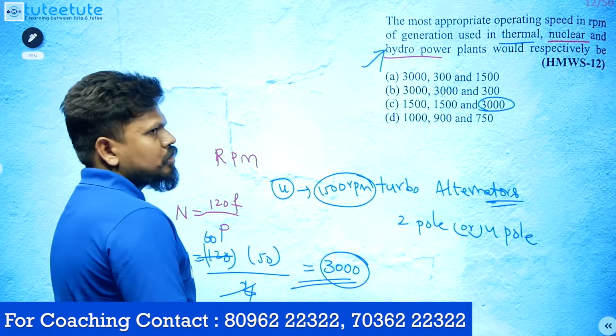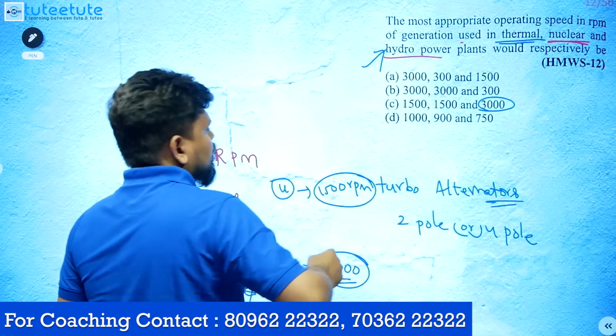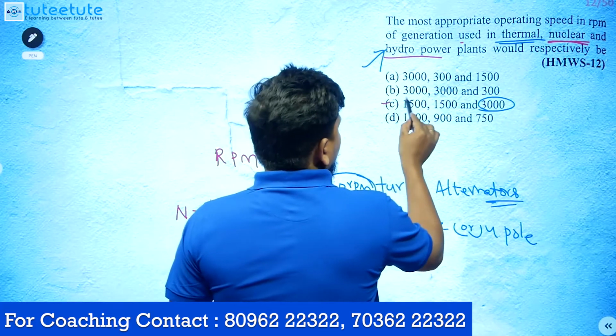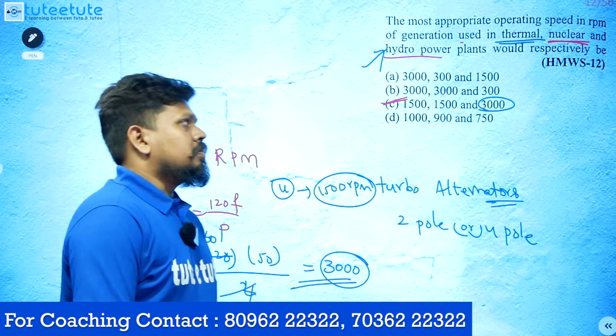So this we can use in the thermal power station and nuclear power station. So that means the answer for this question is 1500 RPM and 3000 RPM.